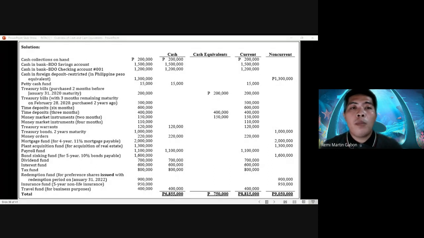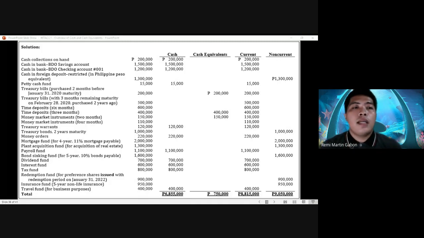So therefore, automatic part of cash, automatic part of current assets. Diba? Mas mabilis yung analysis. Okay, next. Cash in bank, BDO checking account number 1. No other information with BDO checking account. Walang ibang related account na negative balance. Okay? No other restrictions. So say 1,200,000, automatic part of cash, automatic part of current assets.